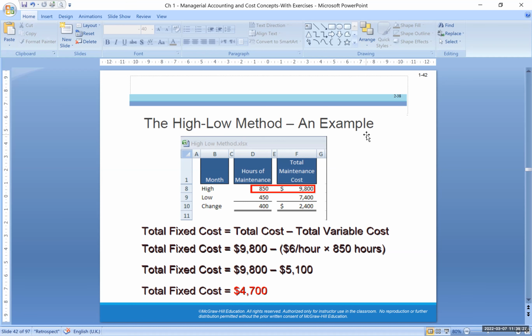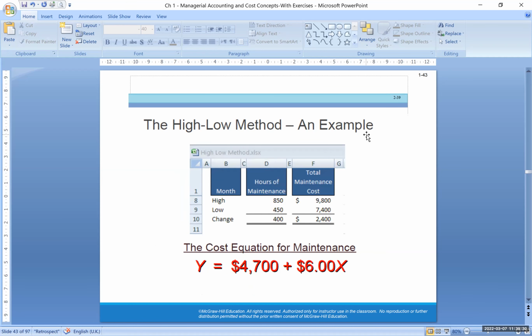So we can summarize the equation for this company by saying this company will use the equation y equals 4,700 plus 6x, which means if we need to predict any maintenance cost for the future, then we have to pay the fixed cost plus $6 depending on the hours of maintenance. So 4,700 is the fixed cost, 6 is the variable cost per 1 unit, and the x is the level of activity. Again, this cost equation of maintenance is valid only for this company.